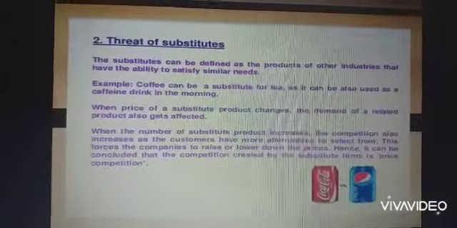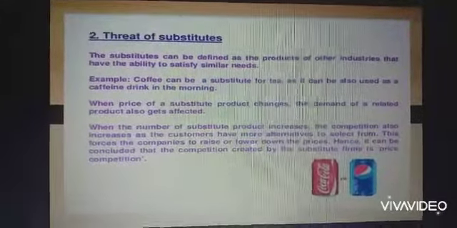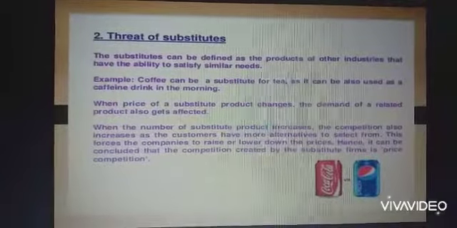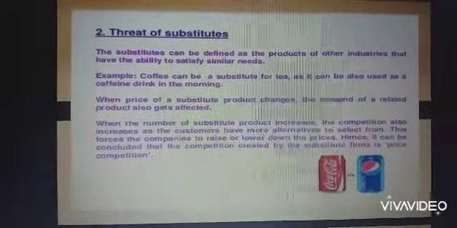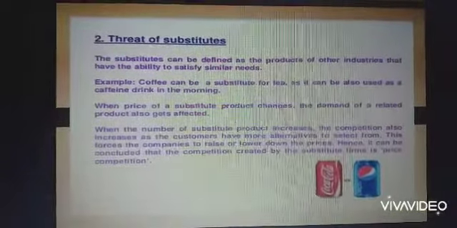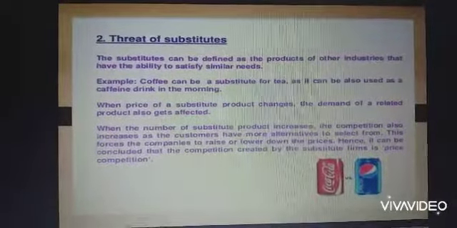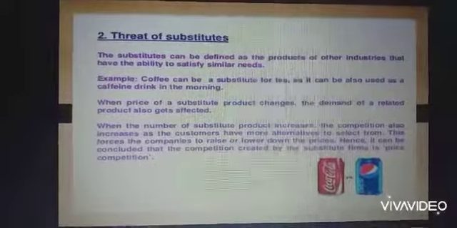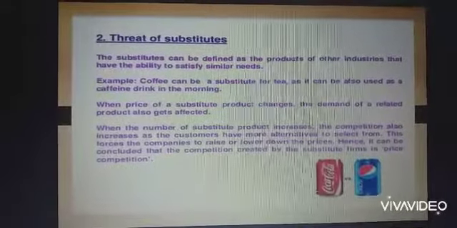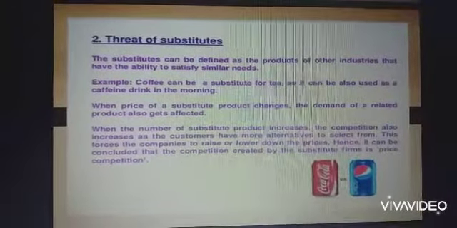Threat of substitutes. A substitute can be defined as the product of another industry that has the ability to satisfy similar needs. For example, coffee can be a substitute for tea as it can be used as a caffeine drink in the morning. When the price of a substitute product changes, the demand for a related product also gets affected.